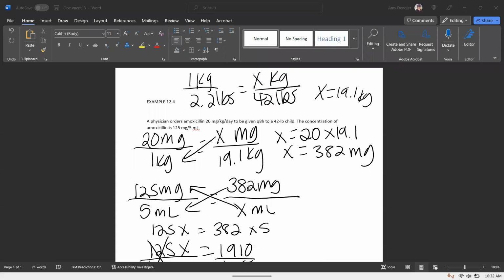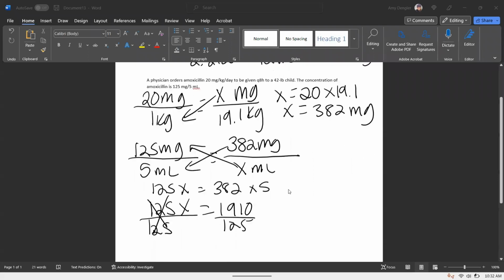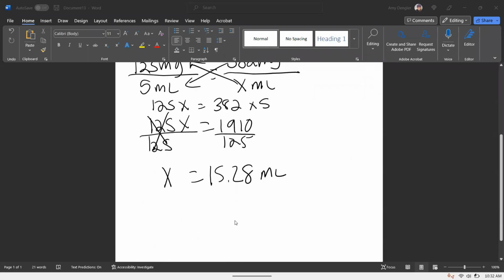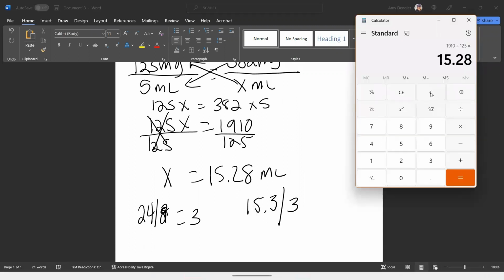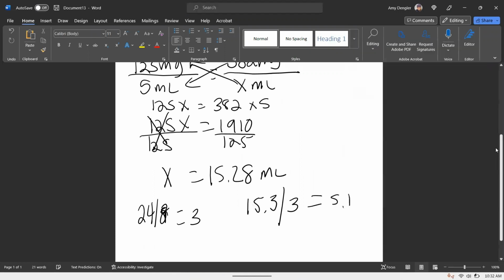And we need to give this to the child every 8 hours. So we would just divide that to find out the dosing. So 24 divided by 8 is 3. So we'll do 15.3 and divide that by 3. We get the answer of 5.1 ml per dose.